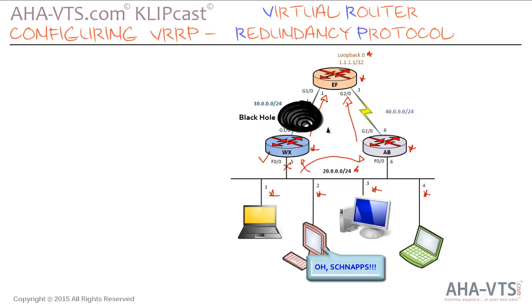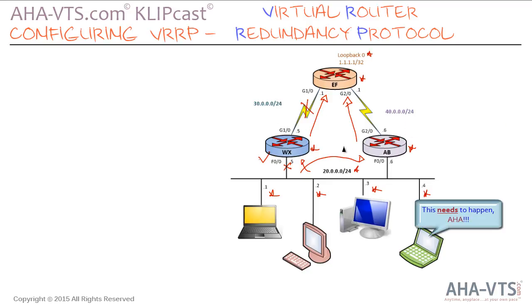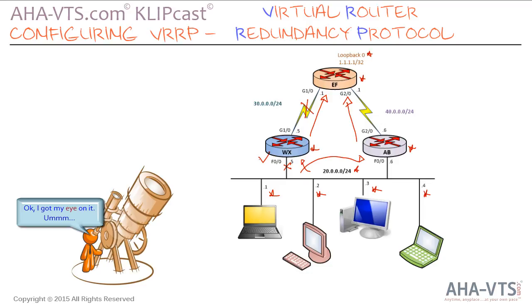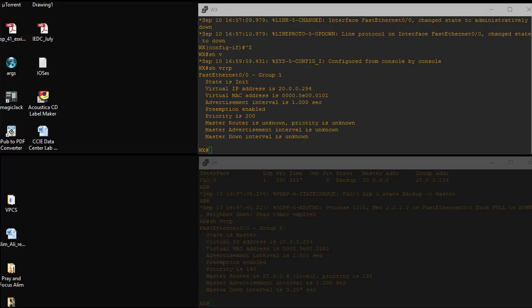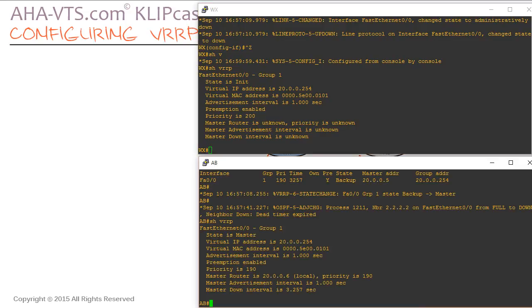Because the heartbeat between the master and the slave is fine, there's no need for router AB to transition to the master role. But we need this to occur. So what should we do? Well, we need some sort of mechanism that can track the upstream interface status, if you will. And this is done in global configuration through the use of the track command.